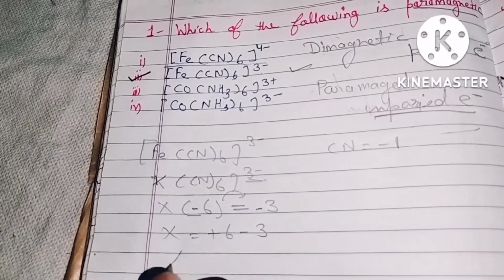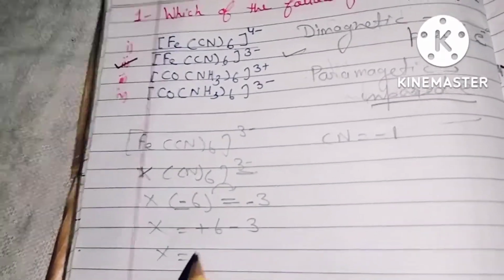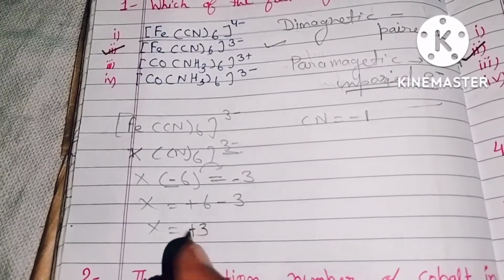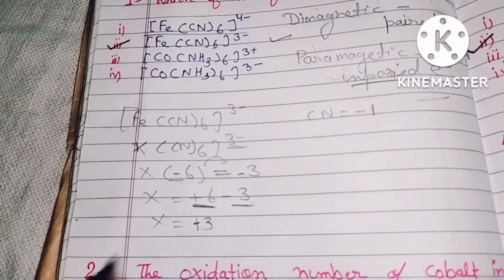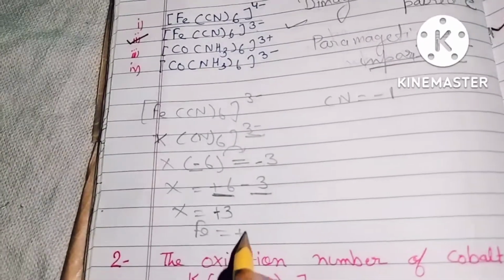X is equal to minus 3 plus 6, which is plus 3. So the oxidation number of iron is plus 3.